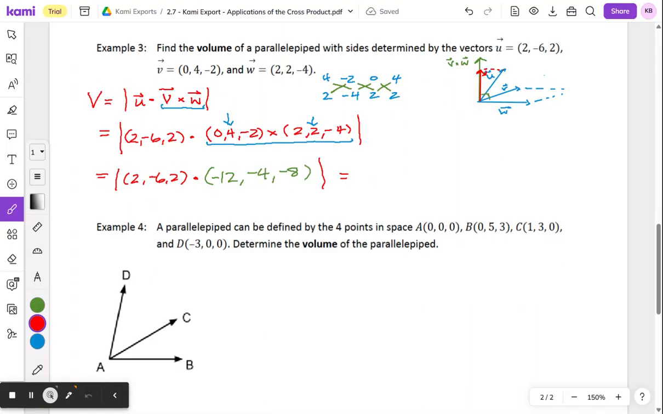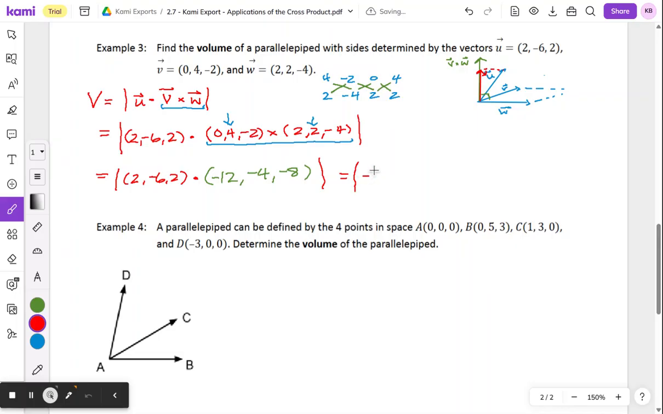Okay, so I've come back, I've calculated my cross product. All right, I wrote my work up here. Okay, and when I calculated my cross product between V and W, I got -12, -4, and -8. Okay, so check your work there. So my final step is that I'm going to find the dot product. Okay, so remember, I'm just going to multiply the corresponding coordinates and add them together.